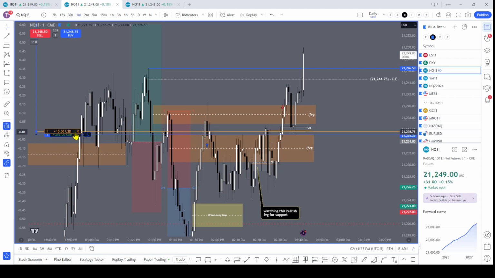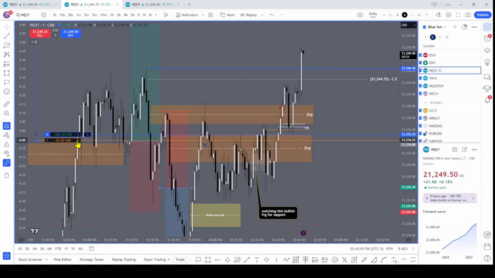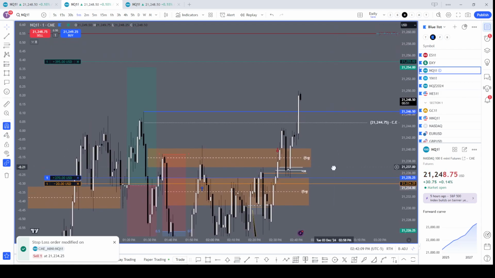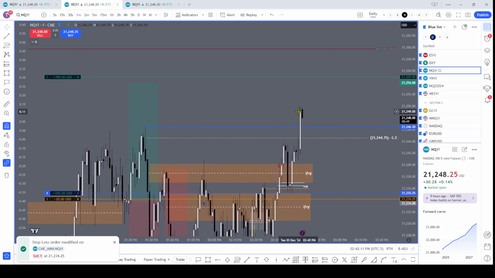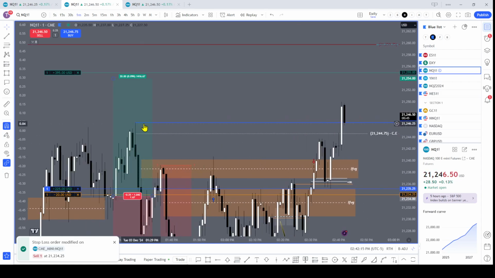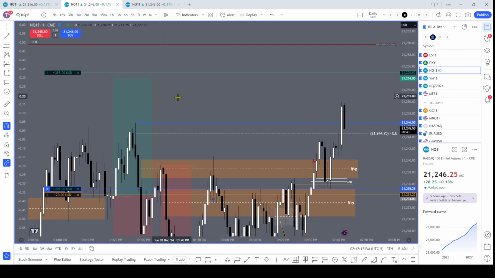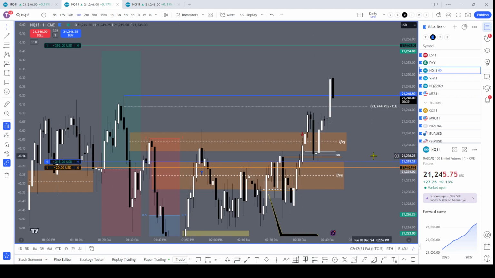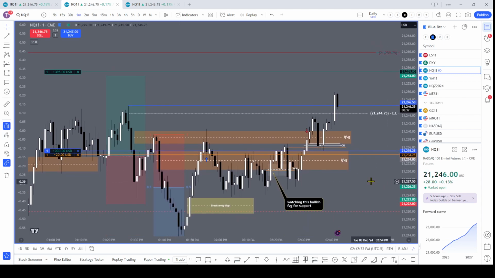Move my stop loss up, closed. I would take a partial off here if I had a position on, but I closed it down closer to break even just to have one position because of all of this chop.